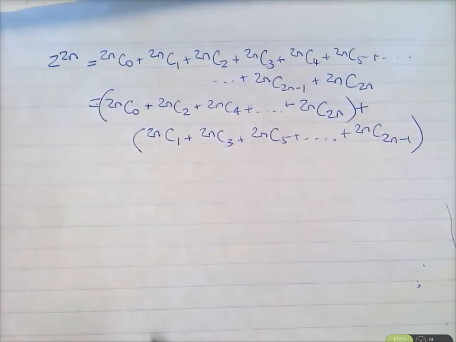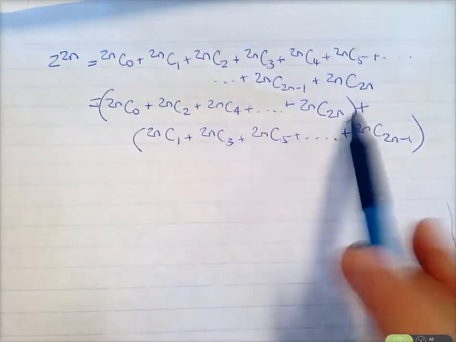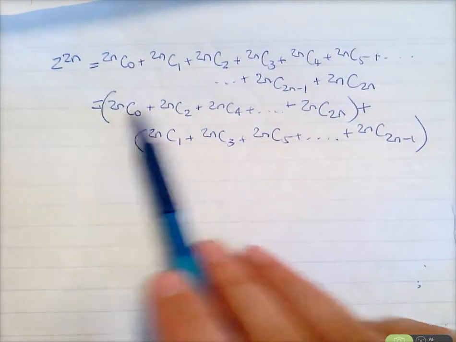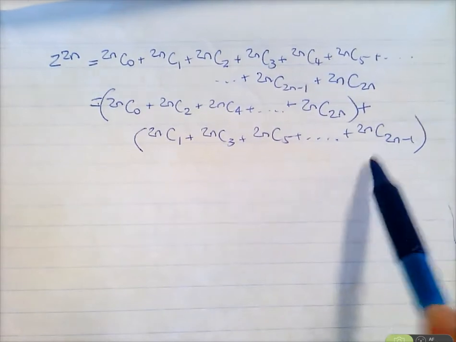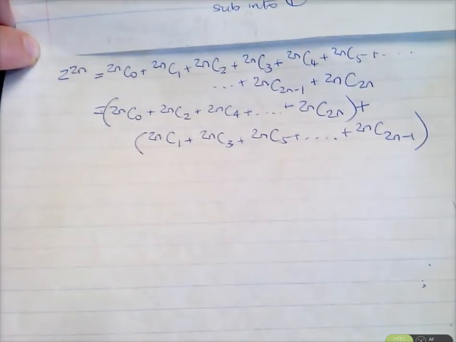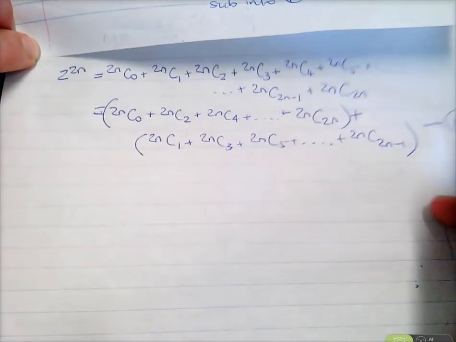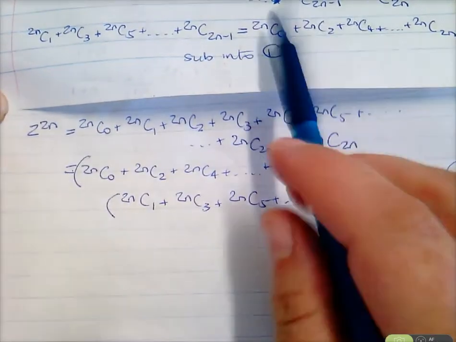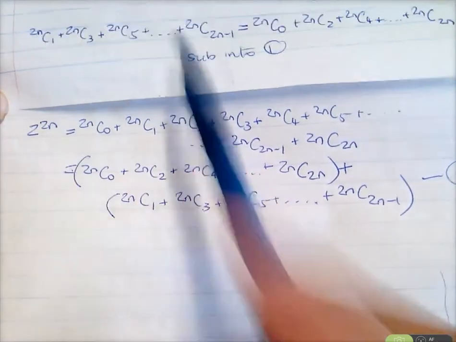So what I've done, yes, I had this result, but I've noticed I only want to keep the odd ones. So I've grouped it into the evens plus the odds. Now going back to what I just did, I'll call this equation 1. I want to substitute that the sum of the evens equals the sum of the odd ones in there.